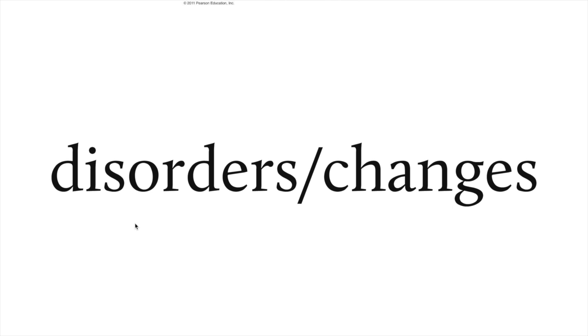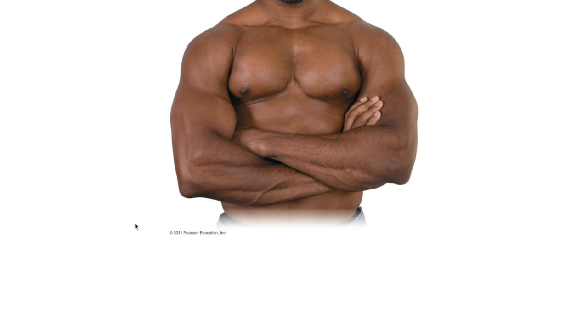Alright, last topic is some disorders or changes. So with extensive exercise, muscle cells will develop more myofibrils, larger glycogen reserves, and more mitochondria. And this causes hypertrophy, which is an enlargement of the muscle. So this guy here and me with my little wimpy arms, we have the same amount of muscle cells. His muscle cells are just a lot bigger because he's developed more myofibrils and also more glycogen reserves, more mitochondria. There's probably more blood supply to his muscles as well.